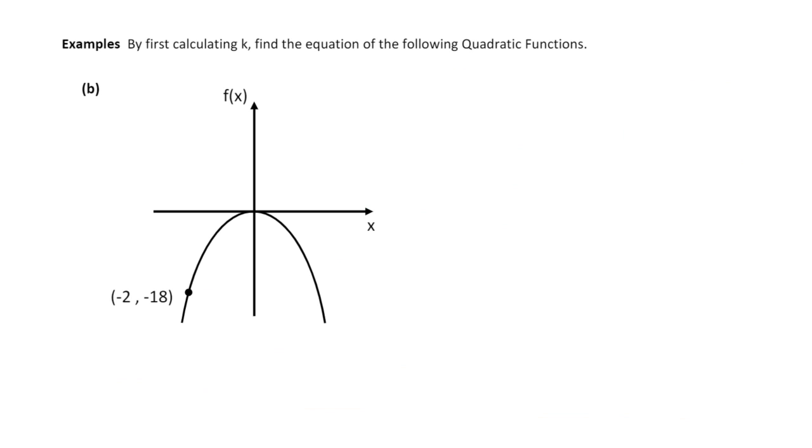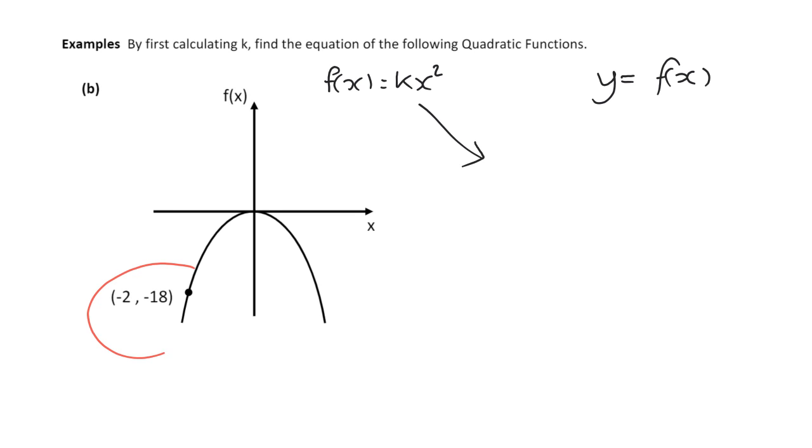Okay, guys, we're going to go through a second example here. What we've got is an equation of the form f of x equals kx squared. We mentioned before that the f of x and the y are interchangeable. You will see both. So what we need to do is take values from the graph, from this point over here in the graph, to substitute into the equation to find the missing value.